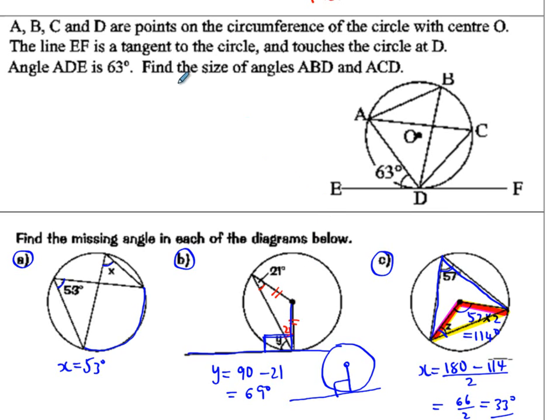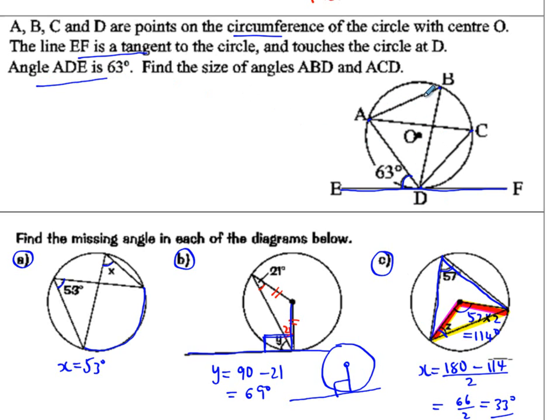Now look at the question at the top. A, B, C, D are points on the circumference. So I have A there, I have B there, I have C there, I have D there. The line EF is a tangent, so that's okay. Now we notice there's no radius there, therefore we don't need to use the 90 degrees property. Next, you're told that angle ADE is 63, so that is 63. Find the angle of ABD.